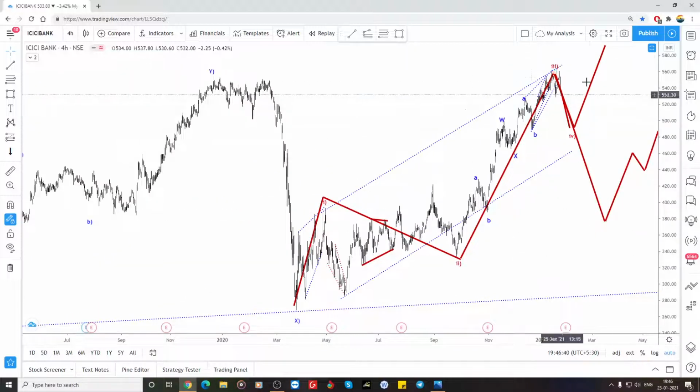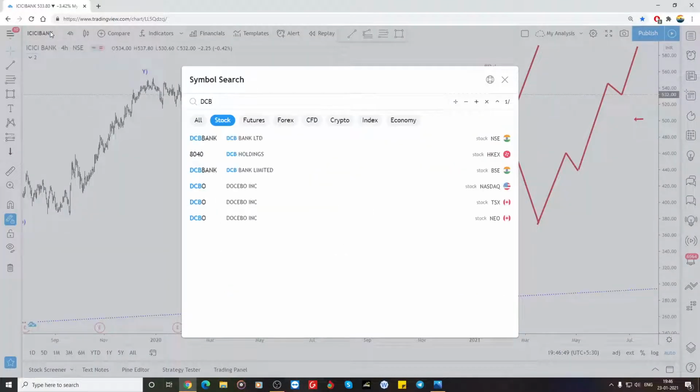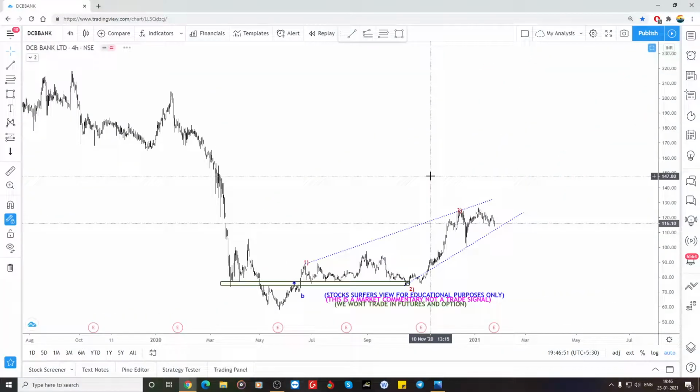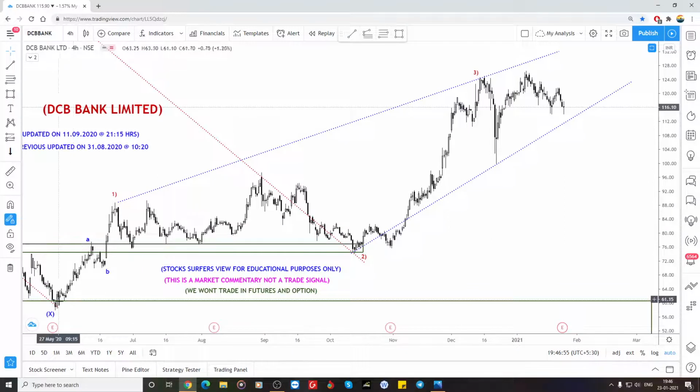So in that case, we may see the lower levels. Or DCB Bank is also there. So here same, if it is a leading diagonal, ABC as a 1, ABC as a 2. So here ABC as a WX, ABC as a third. So ABC is a fourth, or we are still in the fourth wave, and one more wave to the upper side is also possible.